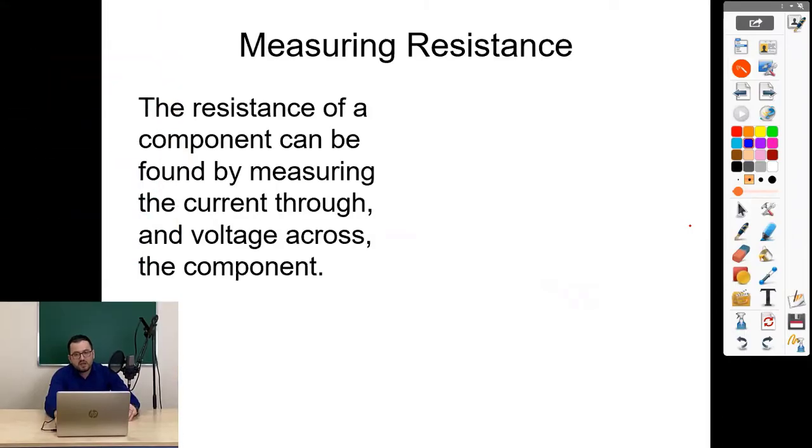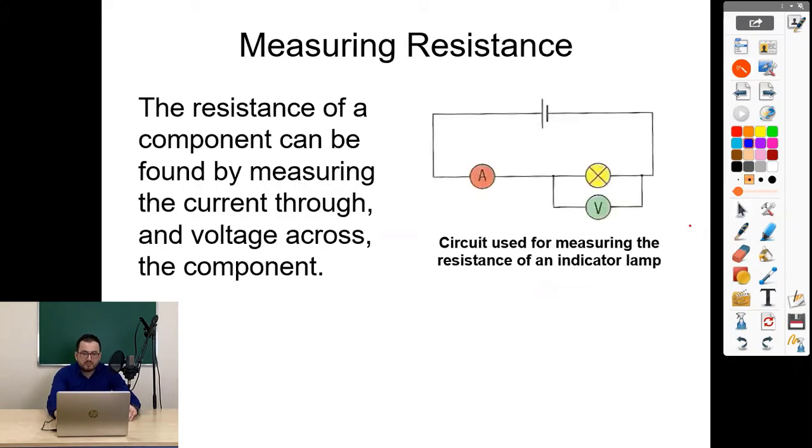Measuring resistance. How can we measure resistance? The resistance of a component can be found by measuring the current through and voltage across the component. To find resistance, first we find voltage, and then we find current. This is the circuit used for measuring the resistance of an indicator lamp.